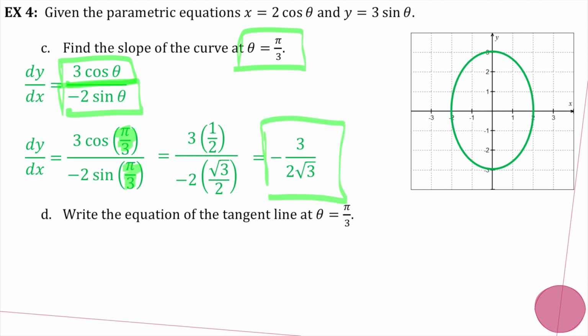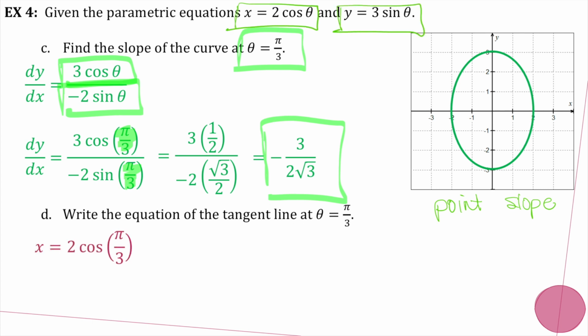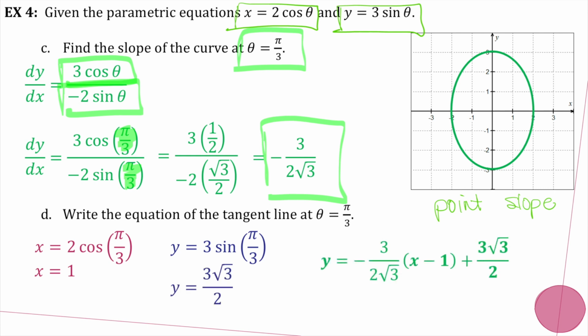And a calculus problem is not complete until we have the entire equation of a tangent line. Now this is a little bit interesting because we need, of course, point and slope. Well, we have the slope, we just found that, but to find the point, we need to plug our theta back in to find an x point and back in to find a y point. So 2 cosine pi over 3 will give us an x of 1, and 3 sine pi over 3 will give us a y of 3 root 3 over 2. And now we can have the equation of our tangent line.